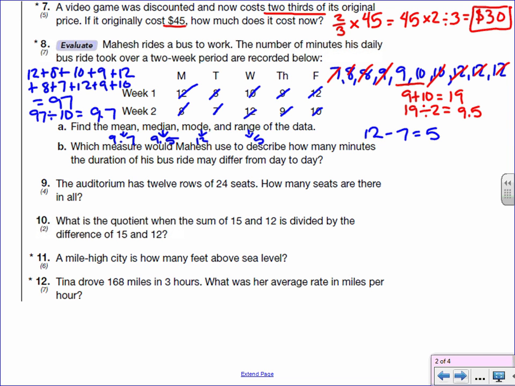Then it says, which measure would Mahesh use to describe how many minutes the duration of his bus ride may differ from day to day? Well, if we're talking about how different they are, I would certainly be thinking of the range, and it's different by 5 minutes. The least he's ever waited is 7. The most he's ever waited is 12.